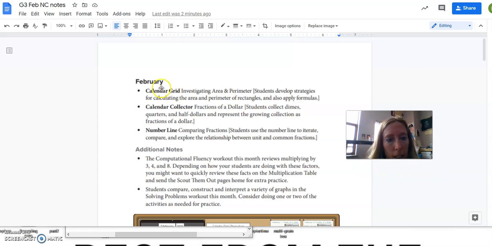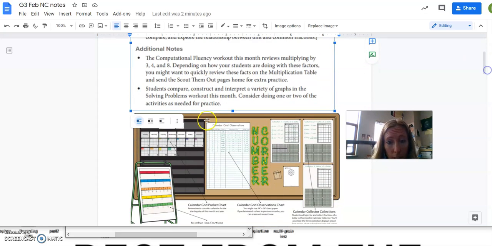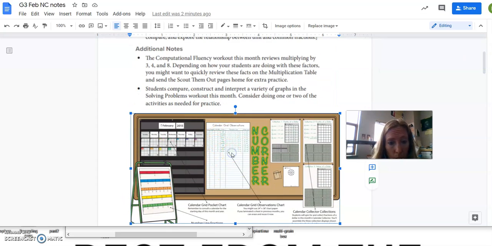All right, third grade, here is February Number Corner. Up here, you have the bridges, heavy hitters and bolds, and then the less heavy ones and additional notes. I put a picture of just kind of their Number Corner, what everything is, in a picture so that I could just talk through it a little easier.